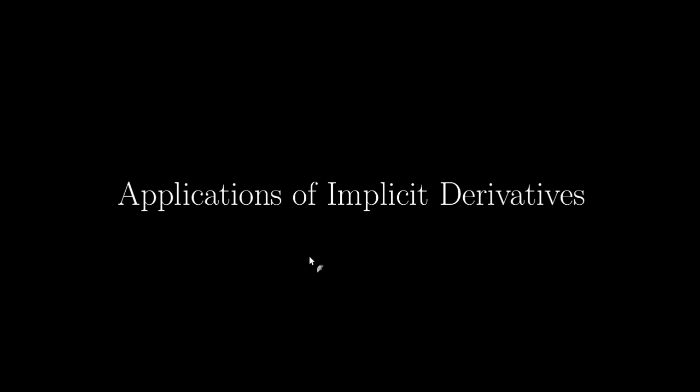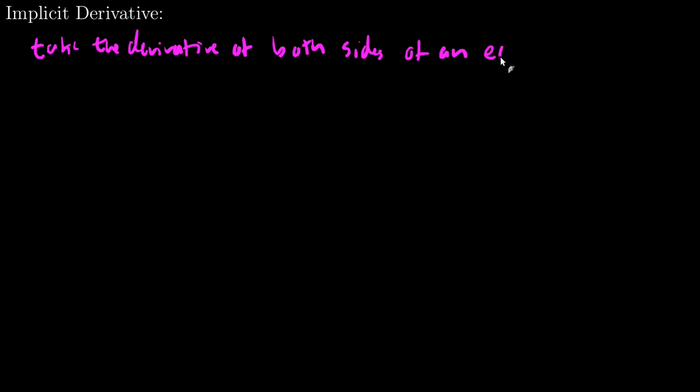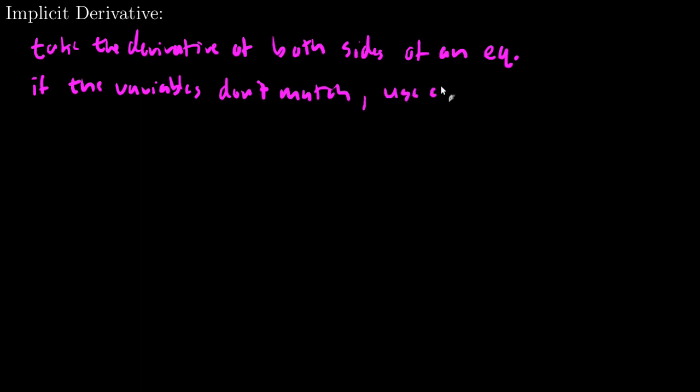In this video, we're going to look at some applications of implicit derivatives. As a quick reminder, taking an implicit derivative basically means that you take the derivative of both sides of an equation, and if the variables don't match up, you need to remember to use chain rule.